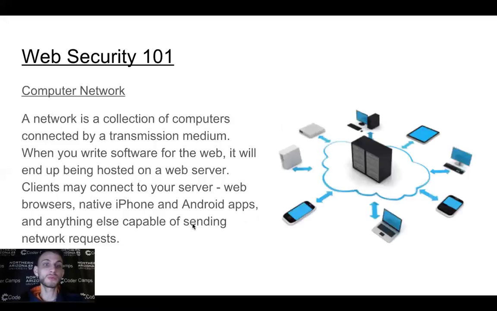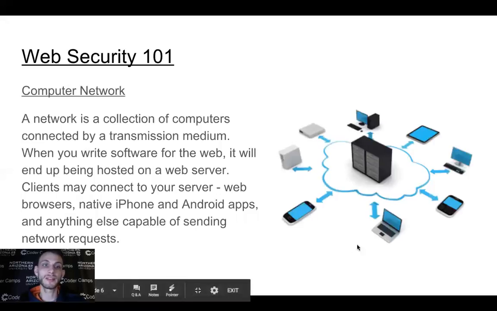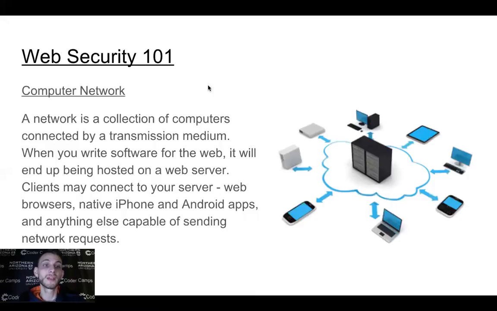First, we'll start off talking about a computer network. If you don't know what a computer network is, it's simply a collection of computers connected by a transmission medium. When you write software for the web, it'll end up being hosted on a web server. And then clients can connect to your server via web browsers, phones, apps, or anything capable of sending a request.